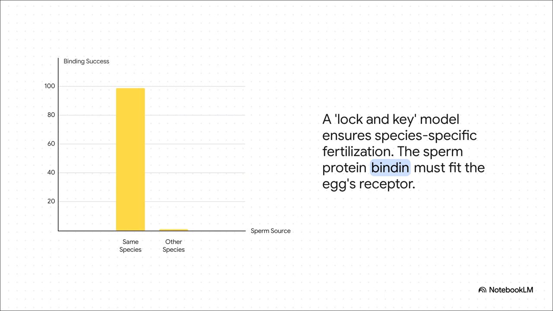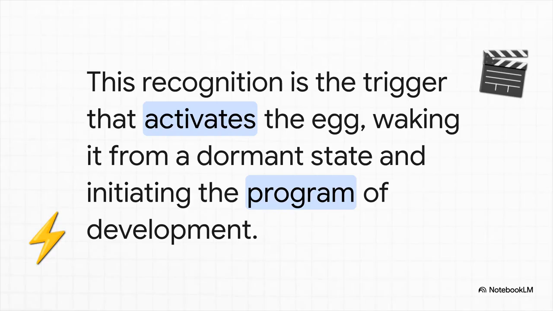There's a specific protein on the sperm's surface that acts as the key, and it has to fit perfectly into a specific receptor on the egg's surface. That's the lock. This is what makes sure that only sperm from the same species can get the job done. And that handshake does so much more than just open the door. It is the signal that activates the egg. It wakes it up from this relatively quiet, waiting state and kicks off the entire program of development.